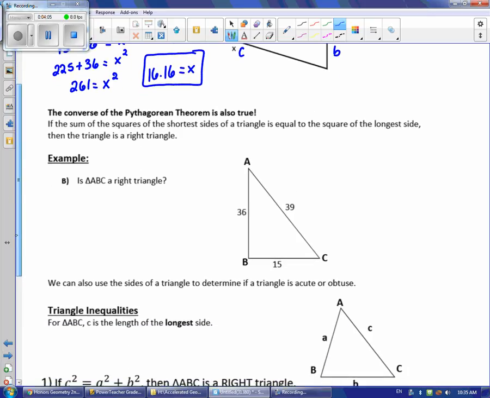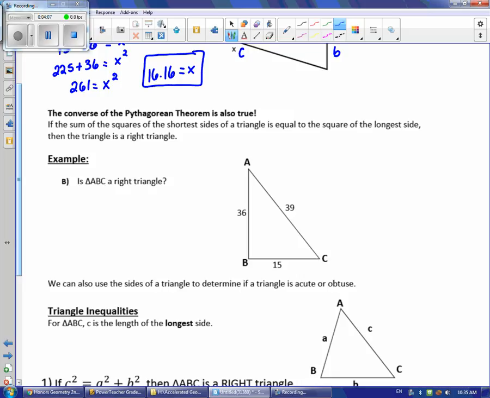Now the converse to the Pythagorean theorem is also true. So if the sum of the squares of the shortest sides of a triangle equal the square of the longest side, then you can discover that the triangle is a right triangle. So if I were to give you this triangle ABC, and I said, is it a right triangle?